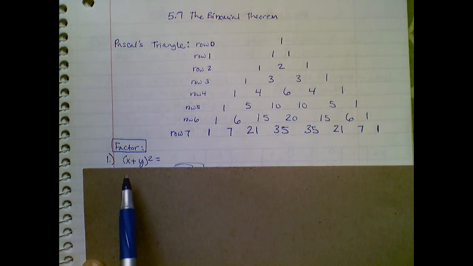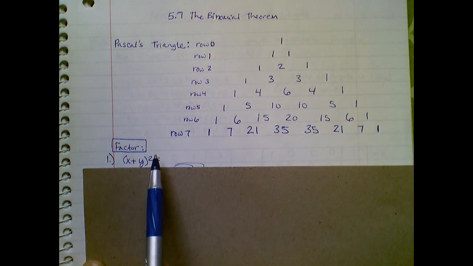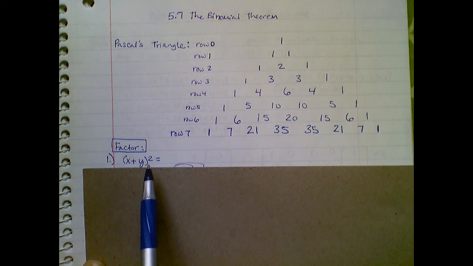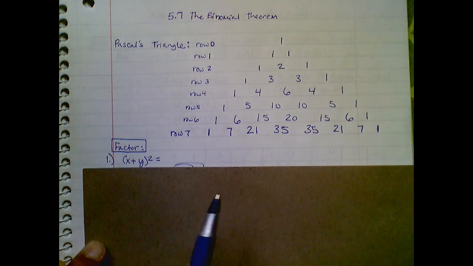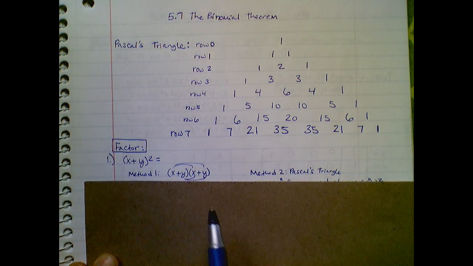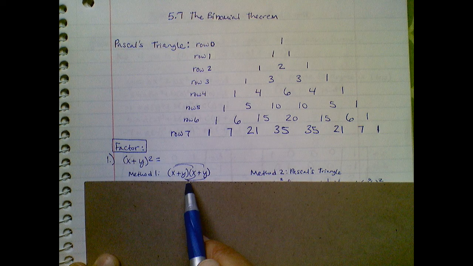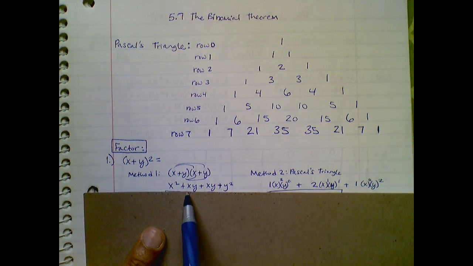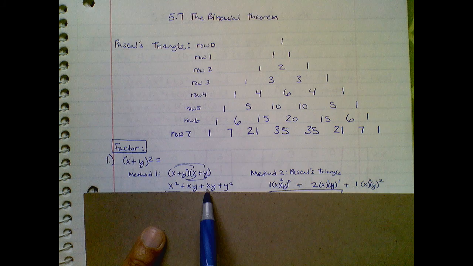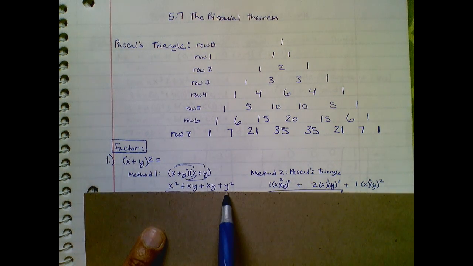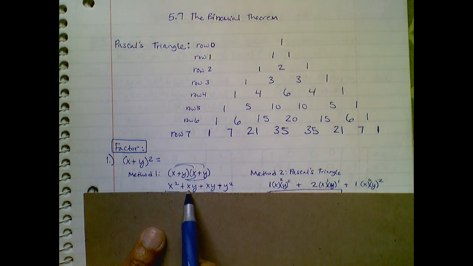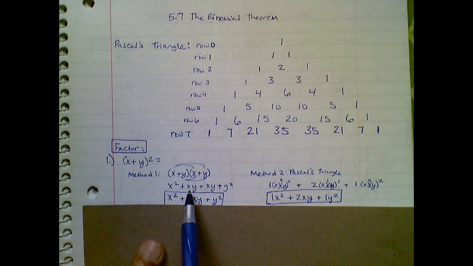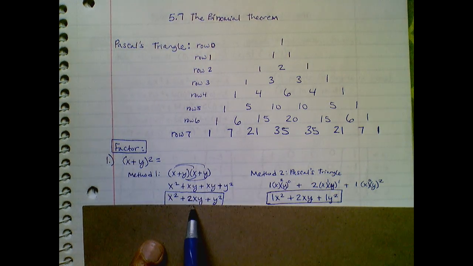When it says factor x plus y to the second power. Now, x plus y to the second power is the same thing as x plus y times x plus y. I could go through and just FOIL that. X plus y times x plus y. So distribute: x times x is x squared, x times y is xy, y times x is xy, y times y is y squared. And then combine my like terms, so these two middle terms are like terms. So 1xy plus 1xy is 2xy. So that would be my final answer.